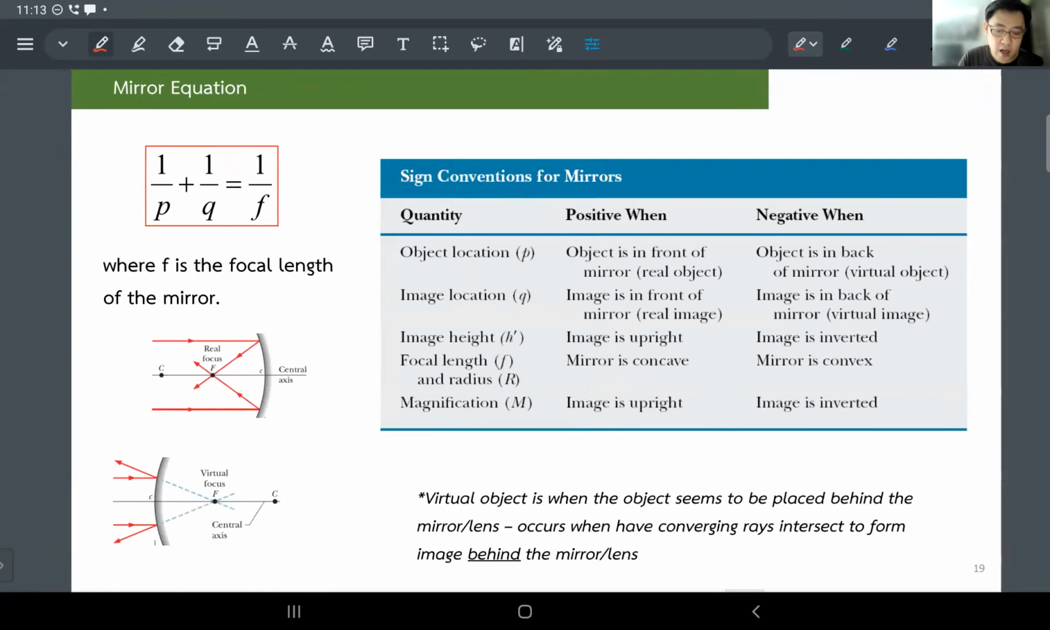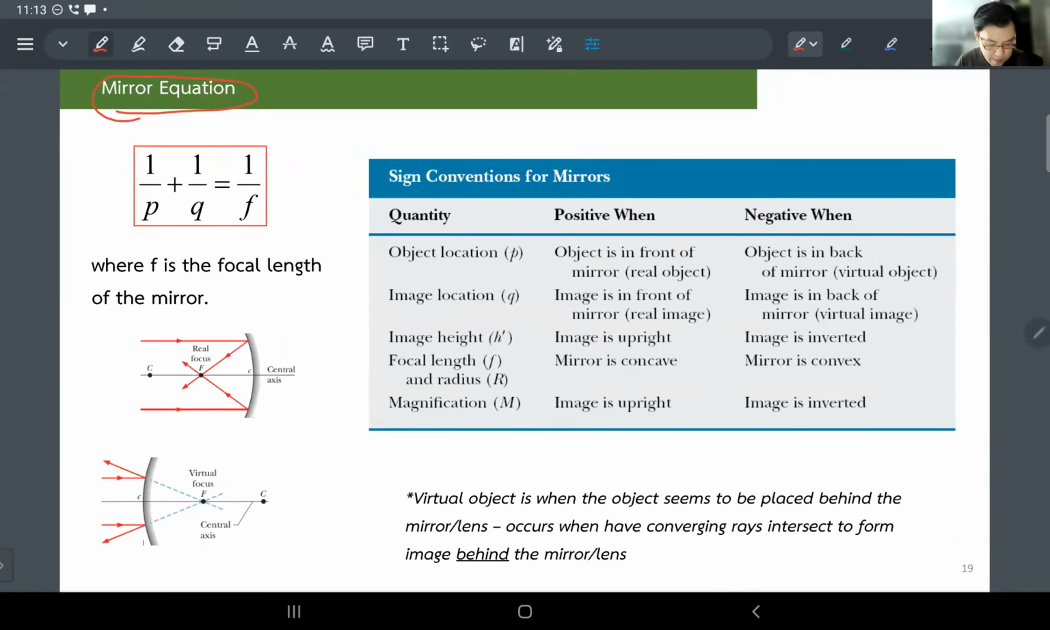The second one is what we call the mirror equation. And I think you might have seen this before, but if not, it's not that bad. It's just the inverse of those parameters that we introduced to you before the break. You can see this: the inverse of the object distance, 1 over P, plus the inverse of the image distance, 1 over Q, equals 1 over the focal length. And that's it. You're done, guys. We only need these 2 equations and then everything will be fine. Seriously, everything will be fine.